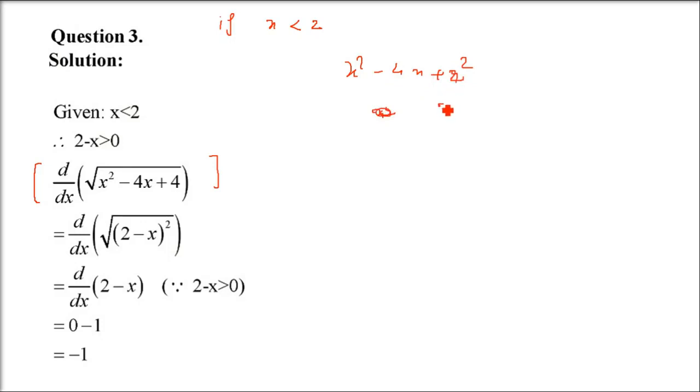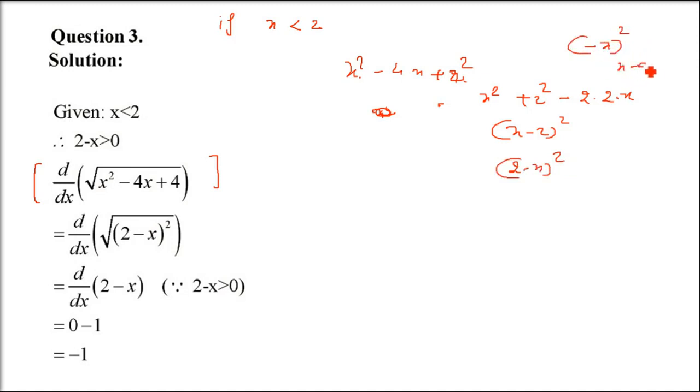So we are talking about a square plus b square minus 2ab. So we have x square plus 2 square minus 2 into 2x. So you can write it as x minus 2 whole square. But x minus 2 can always be written as 2 minus x whole square. How is this? If you take minus x whole square or x whole square, it will remain as x square only. That is, if you have x minus a whole square or minus of x minus a whole square, it is the same, because if you take minus common from either of these, it will transform into the second one.